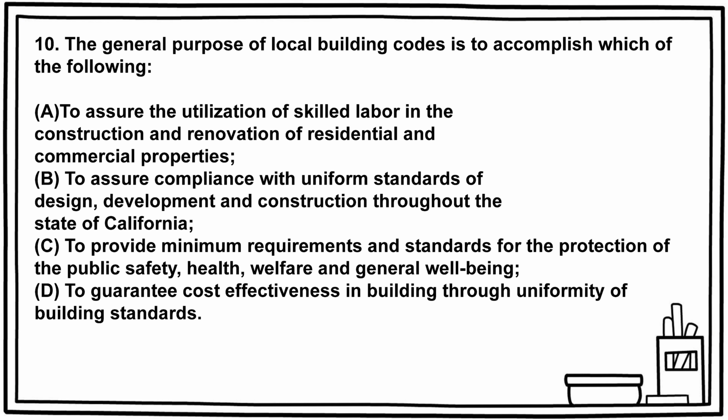10. The general purpose of local building codes is to accomplish which of the following? A. To assure the utilization of skilled labor in the construction and renovation of residential and commercial properties. B. To assure compliance with uniform standards of design, development and construction throughout the state of California. C. To provide minimum requirements and standards for the protection of the public's safety, health, welfare and general well-being. D. To guarantee cost-effectiveness in building through uniformity of building standards.